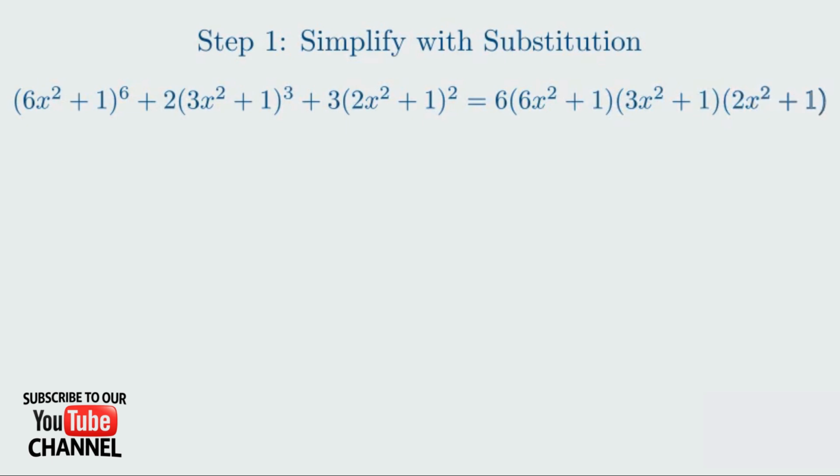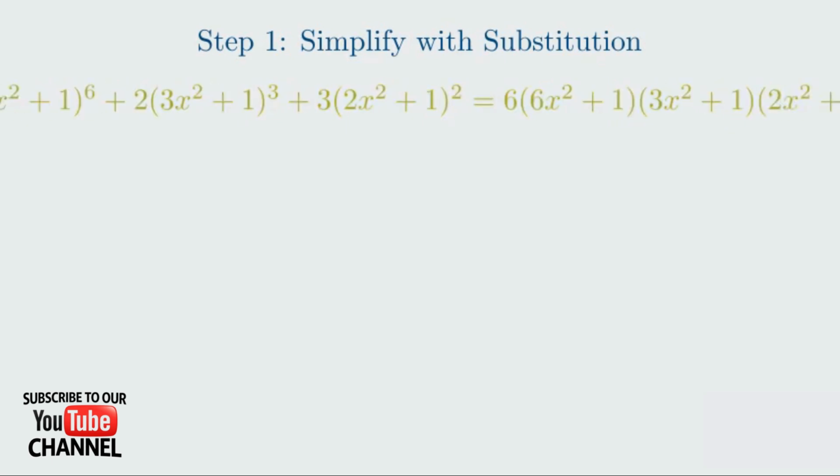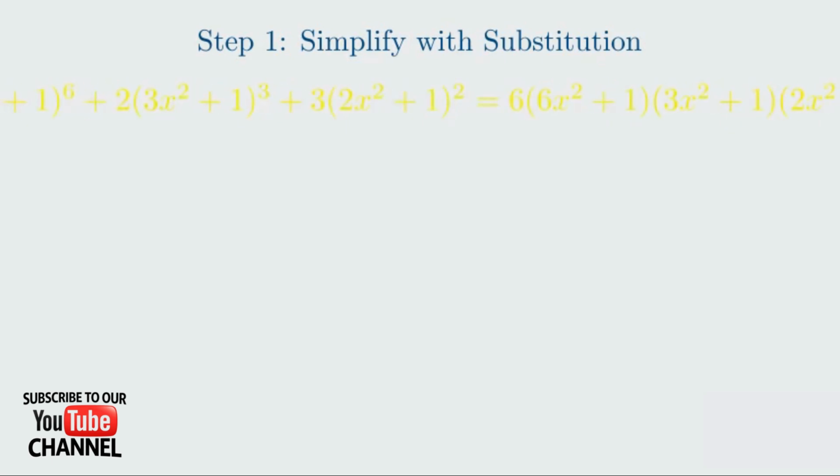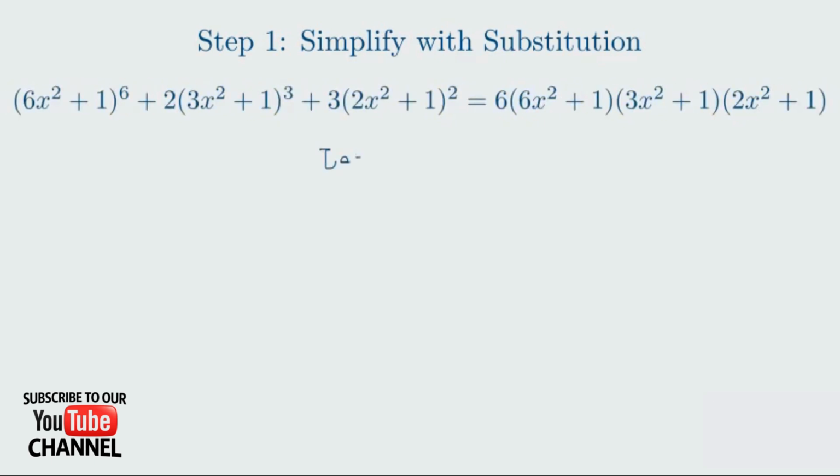Our first step is to simplify the equation. A key observation is that several expressions are repeated. Let's highlight these repeated parts to make them easier to see. We have the terms 6x squared plus 1, 3x squared plus 1, and 2x squared plus 1. To simplify, let's substitute variables for these expressions.